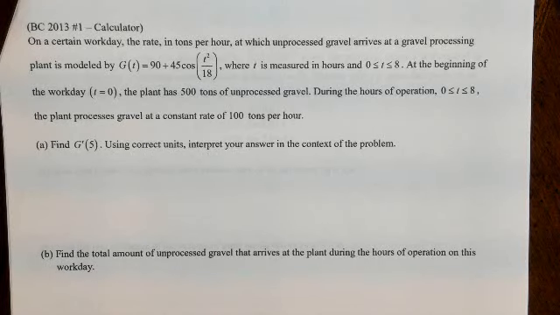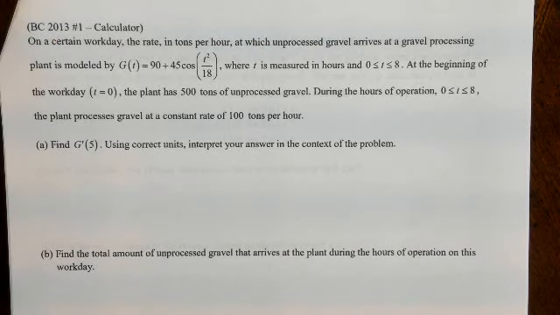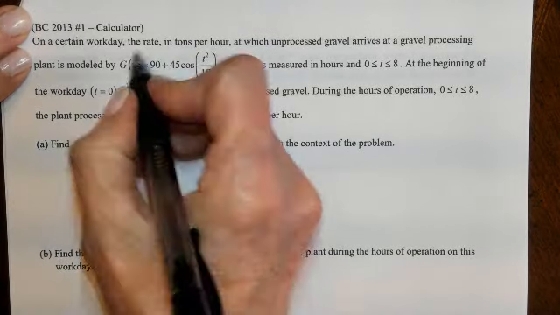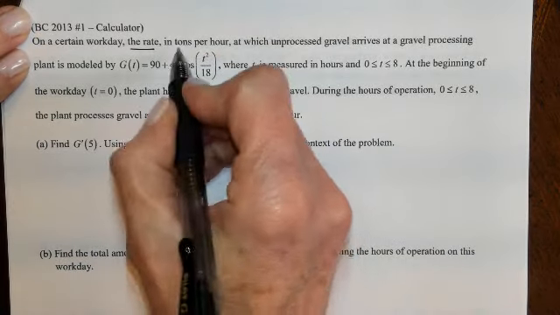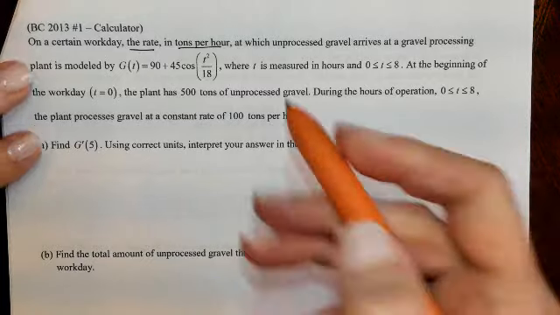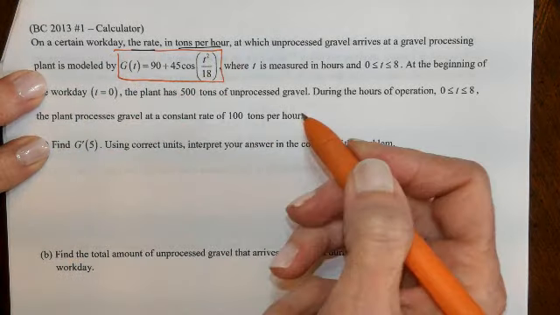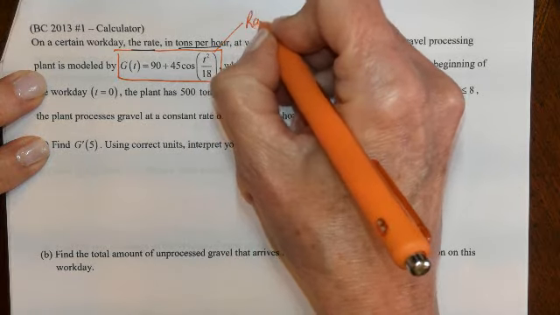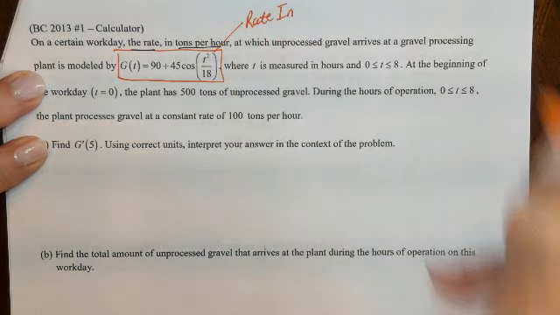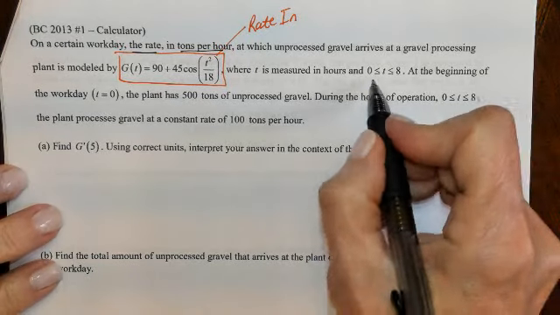Okay, let's take a look at 2013. This is BC 2013, number 1 with a calculator. Okay. On a certain workday, the rate in tons per hour at which unprocessed gravel arrives at a gravel processing plant is modeled by this function. So this is the rate that gravel arrives. So this is our RateIn. Okay? T is measured in hours from 0 to 8.